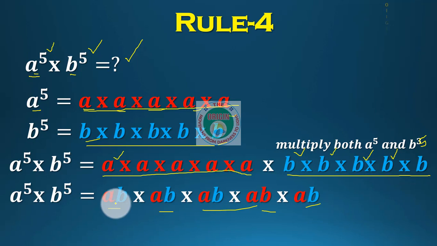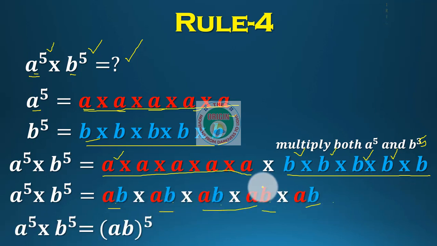How many times is it? 1, 2, 3, 4, 5. That is ab multiplied by 5 times. That can be written as ab whole power 5. This is the answer. This is a general method.